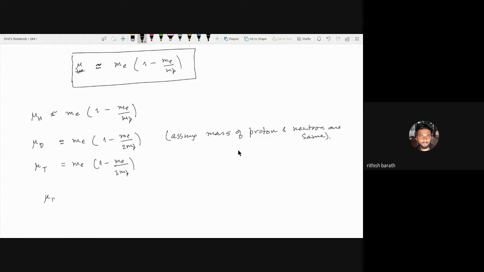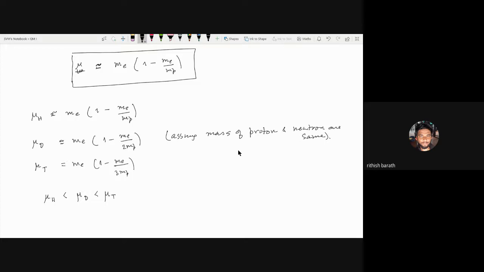So mu H is, so a smaller number is subtracted from one and multiplied. That means we have 1 minus this is large and 1 minus this is small. So I think we have this order, right? Mu H is greater than mu D is greater than mu T. I mean, less than, right?